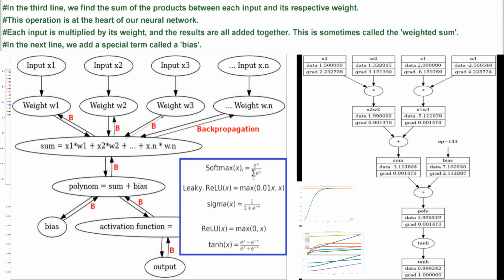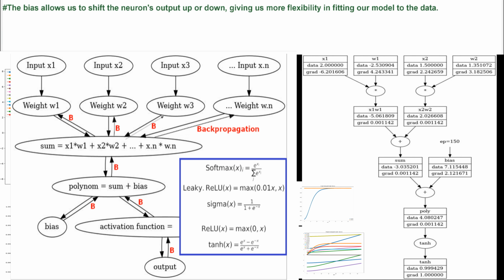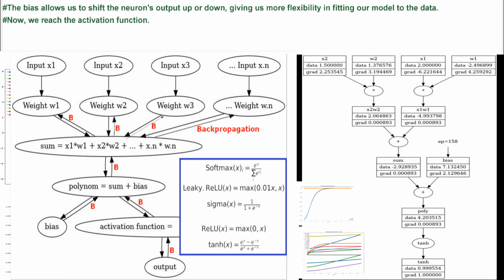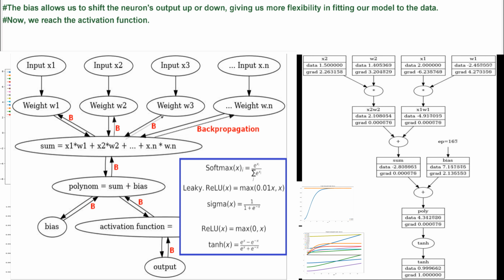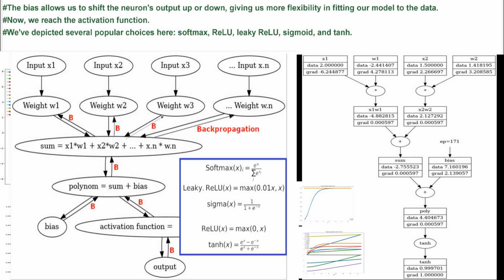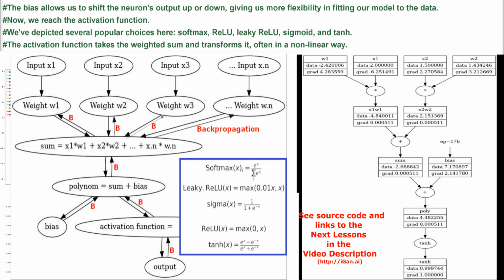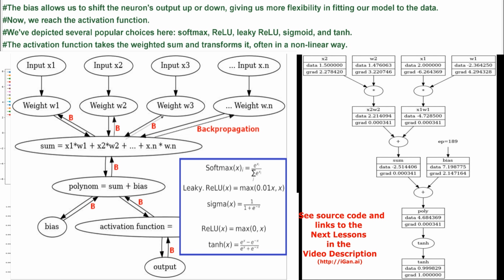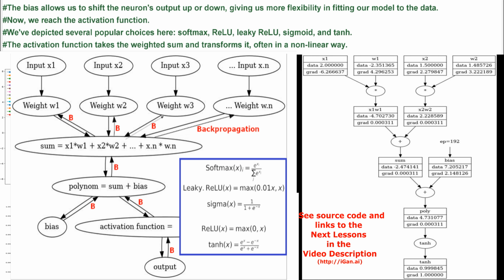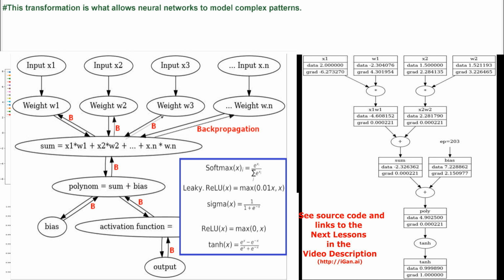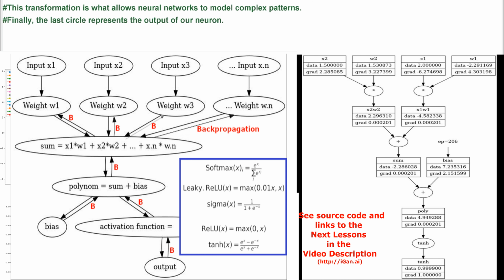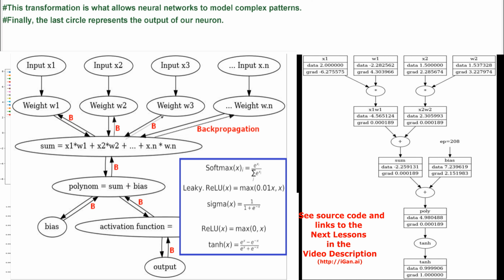In the next line, we add a special term called a bias. The bias allows us to shift the neuron's output up or down, giving us more flexibility in fitting our model to the data. Now, we reach the activation function. We've depicted several popular choices here: softmax, ReLU, leaky ReLU, sigmoid, and tanh. The activation function takes the weighted sum and transforms it, often in a nonlinear way. This transformation is what allows neural networks to model complex patterns.